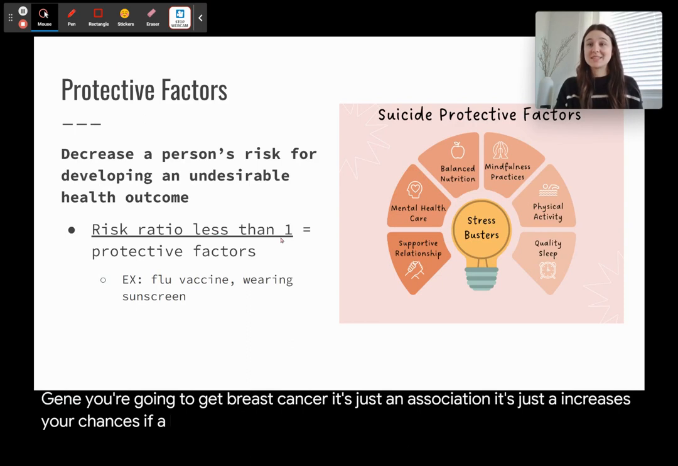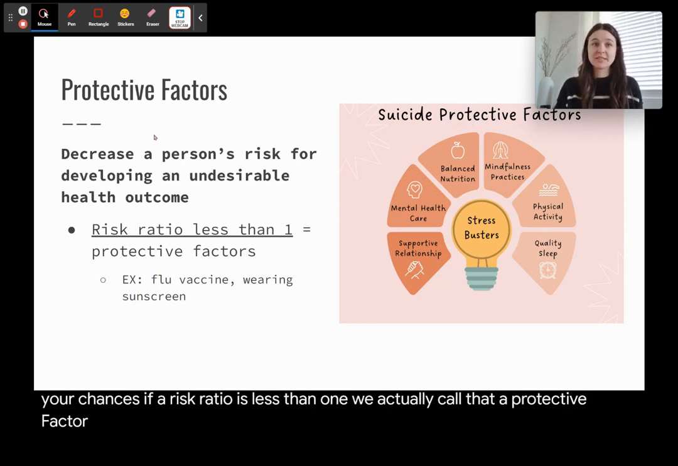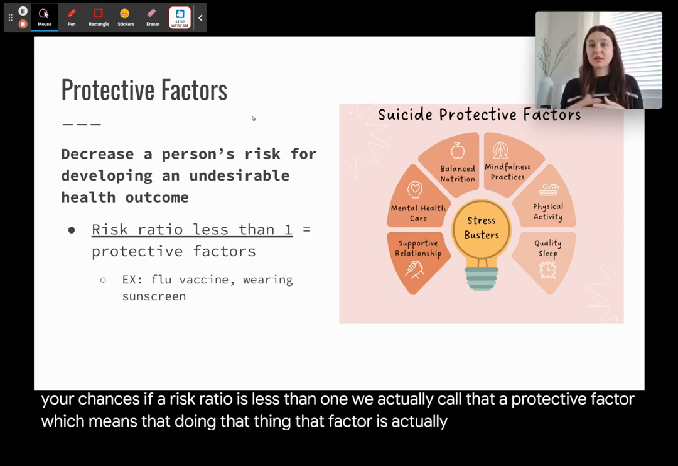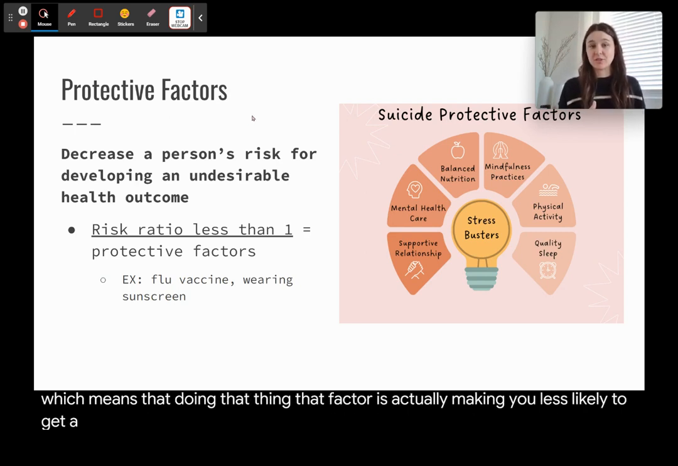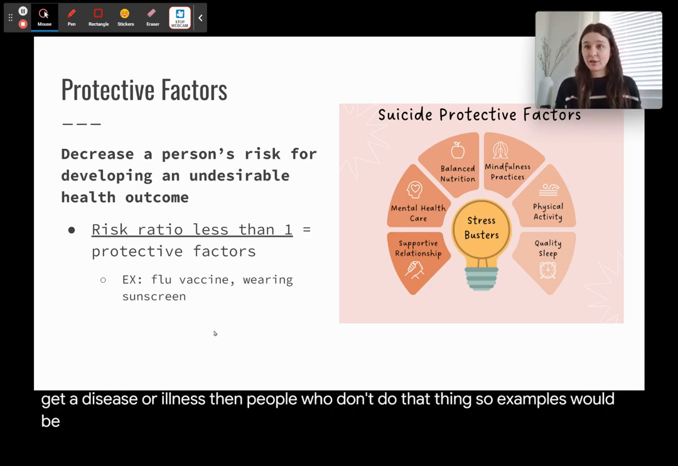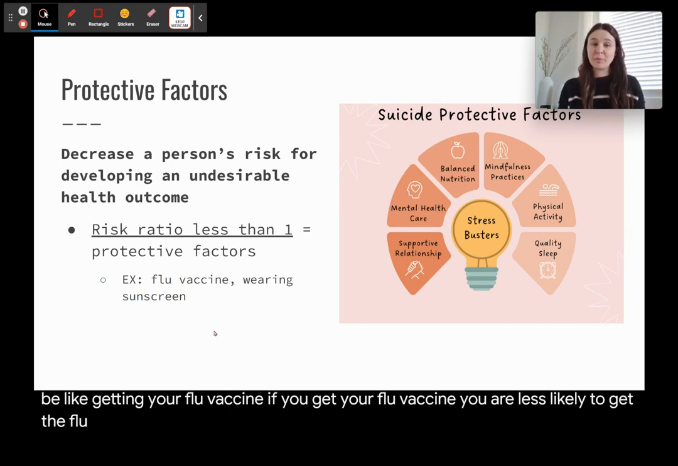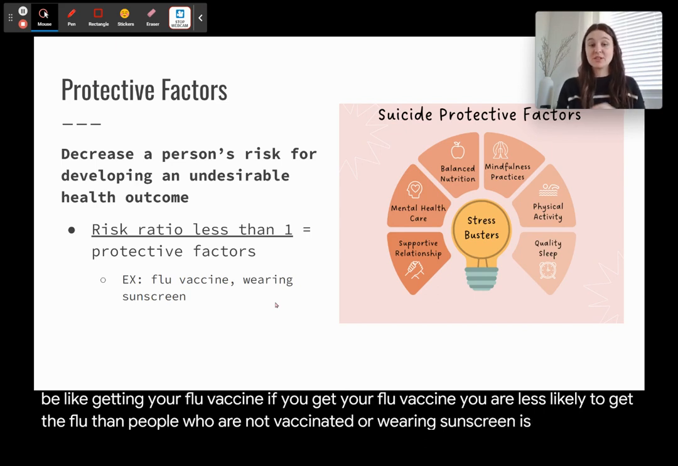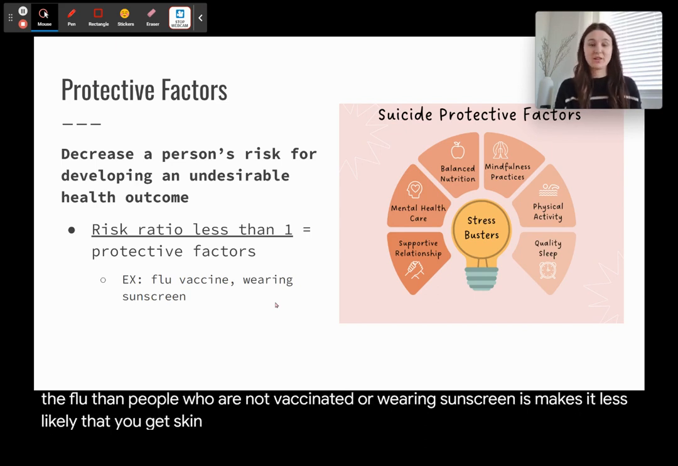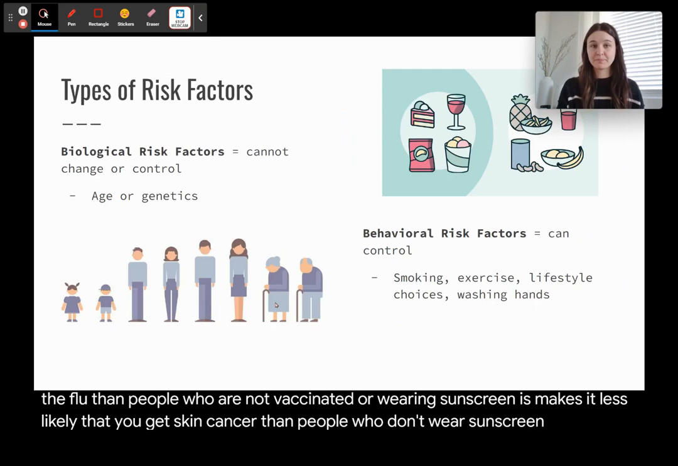If a risk ratio is less than 1, we actually call that a protective factor, which means that doing that thing, that factor, is actually making you less likely to get a disease or illness than people who don't do that thing. So examples would be like getting your flu vaccine. If you get your flu vaccine, you're less likely to get the flu than people who are not vaccinated. Or wearing sunscreen makes it less likely that you get skin cancer than people who don't wear sunscreen.